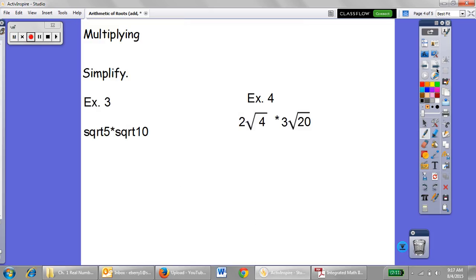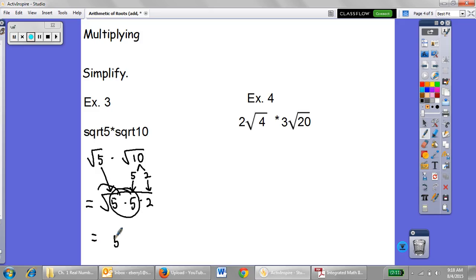Now multiply. Looking at example 3, it says the square root of 5 times the square root of 10. There's a couple different ways you can go about doing this. One is to just continue doing what we've been doing and break down into factors. The square root of 5 cannot be broken down any further. However, 10 is 5 times 2. So I can write another 5 and 2 underneath the square root sign. This 5 is here, this 5 is here, and this 2 is here. Seeing the pair, I circle it and I bring it outside. I end up getting 5 square root 2.